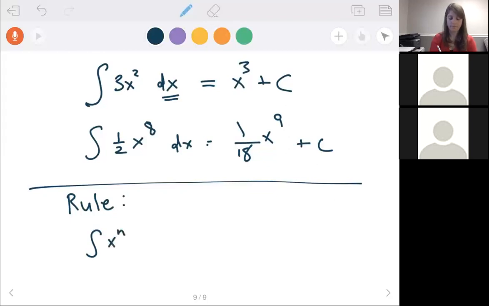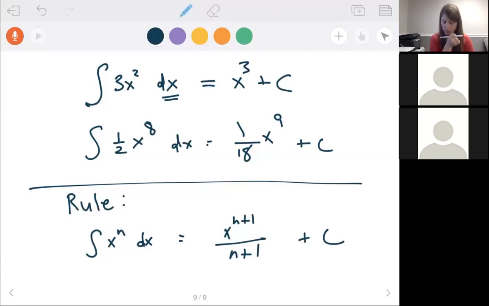x to the n. Here, n represents a power. Now, so far, we've only looked at positive powers and whole number powers, like 2, 3, 5. We're going to consider the other ones. But if for just a minute you're focusing on those positive whole number powers, think about what we did. The power should go up by 1. And then you divide by that same new power. This is called the power rule for antiderivatives.